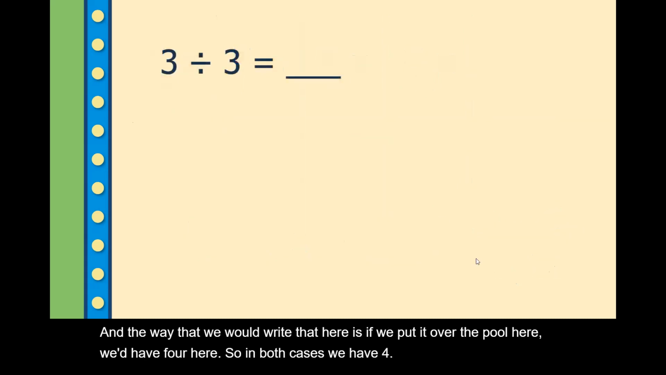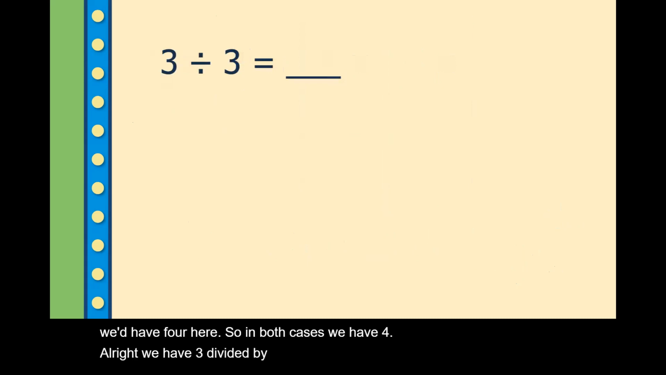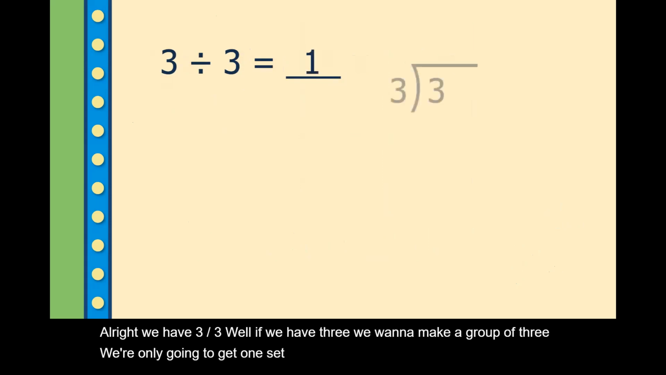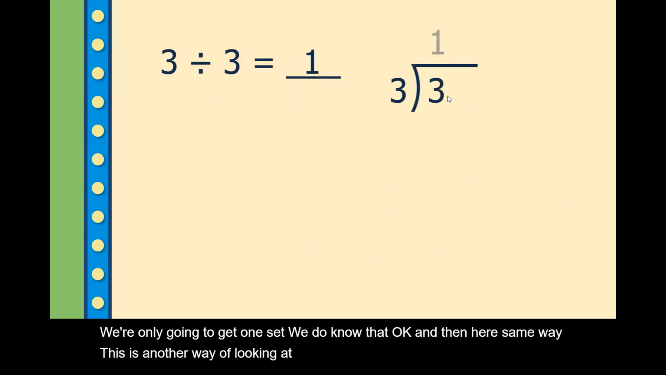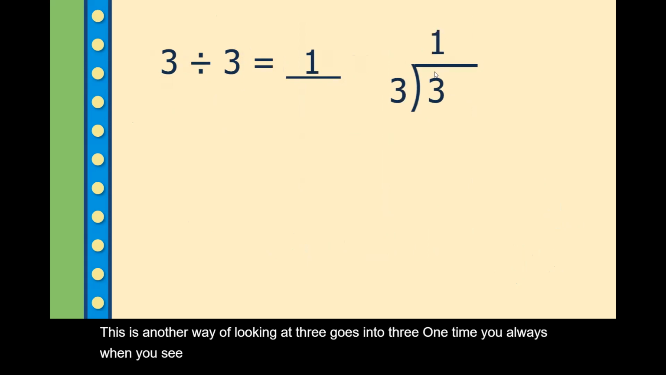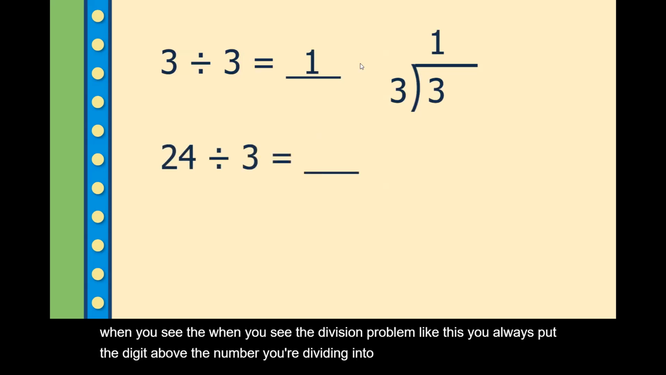All right, we have 3 divided by 3. Well, if we have 3, and we want to make a group of 3, we're only going to get 1 set. We do know that, okay? And then here, same way. This is another way of looking at it. 3 goes into 3 one time. When you see the division problem like this, you always put the digit above the number you're dividing into.